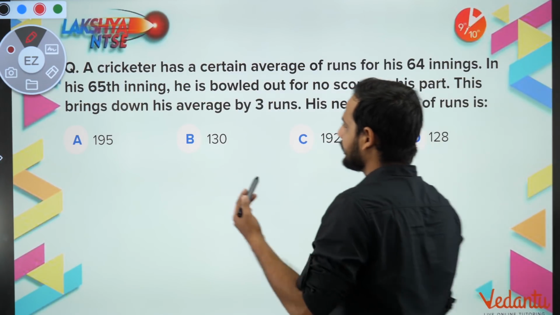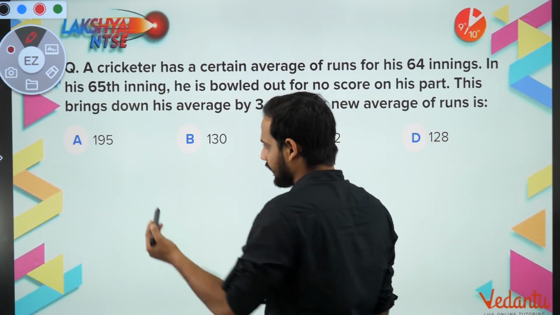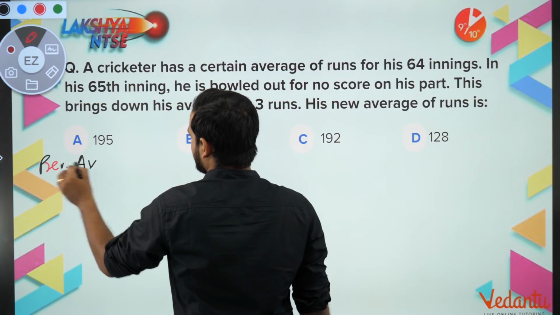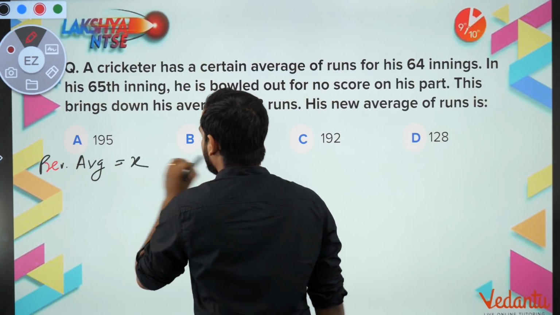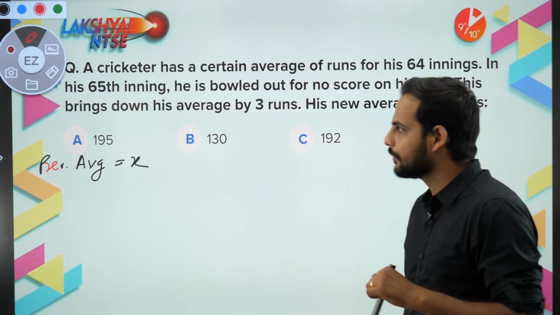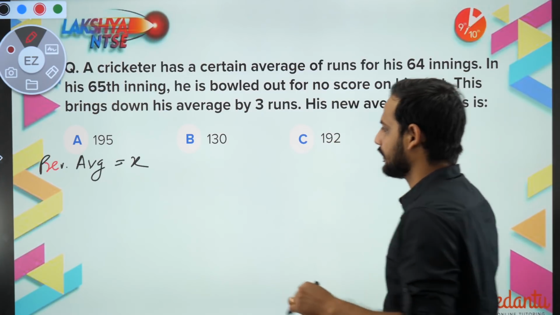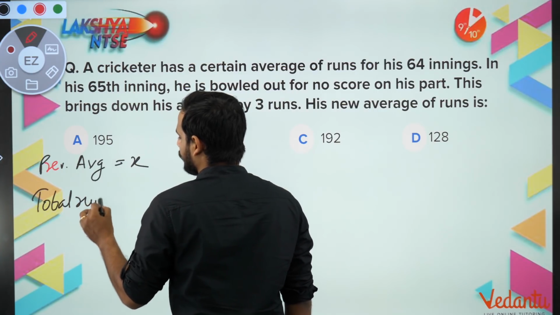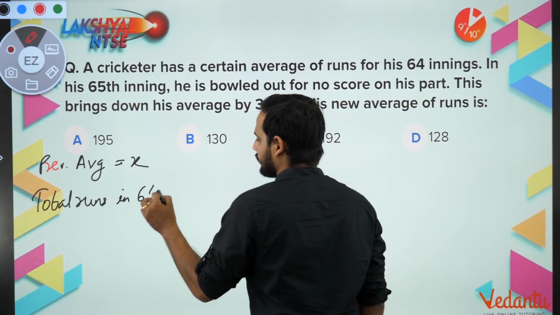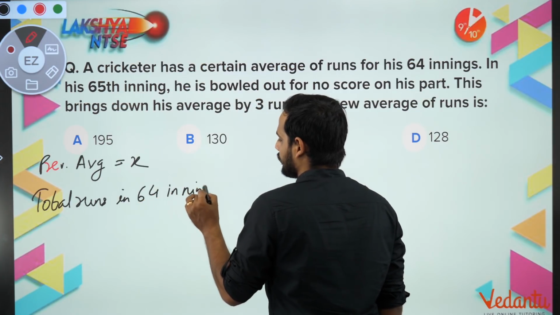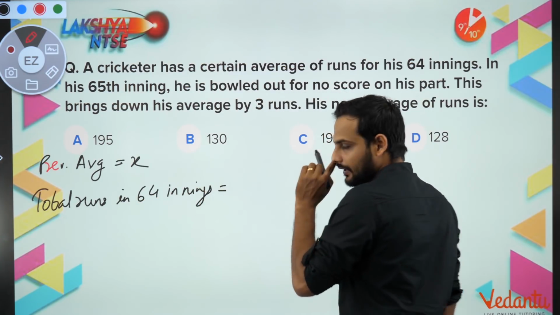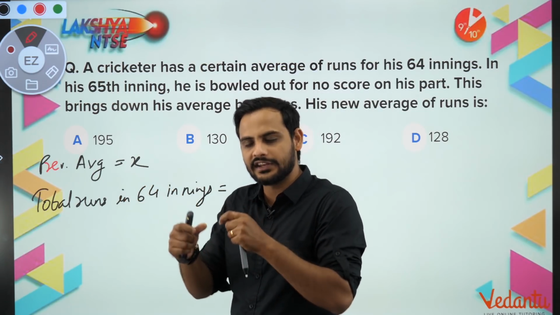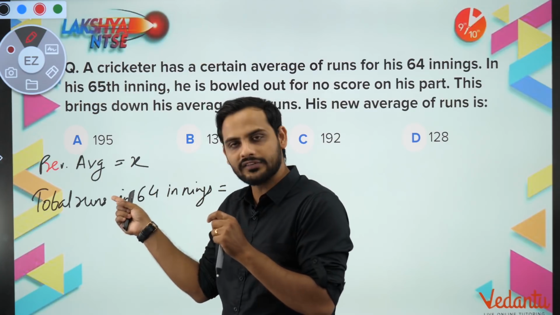So let us say that earlier the average was X. Previous average was equal to X, in 64 innings. So total runs in 64 innings will be, each inning average score is X. That means each inning he is scoring X runs. So in 64 innings, how many runs?